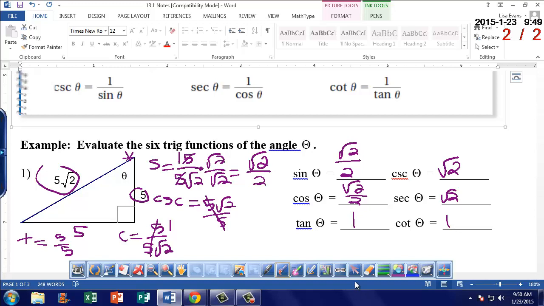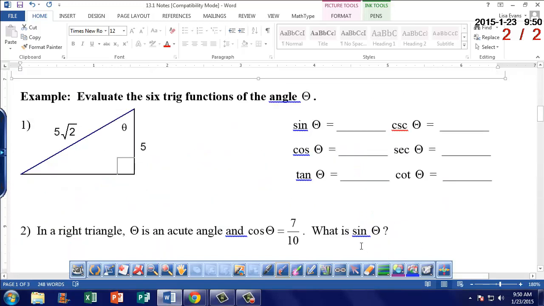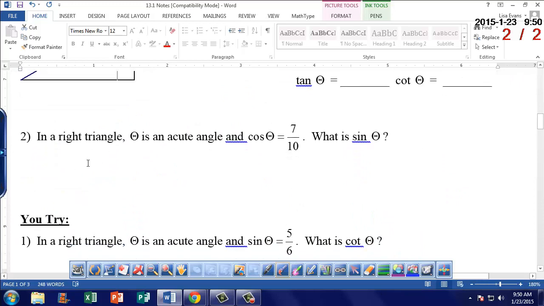We're going to be given what that ratio is, and then we're going to need to find a different trig function. So we're going to start these problems by drawing a right triangle. Doesn't matter how you draw it, just label the right angle and label one of the other angles to be theta. So you're given that the cosine of theta is 7/10. I know cosine is adjacent over hypotenuse.